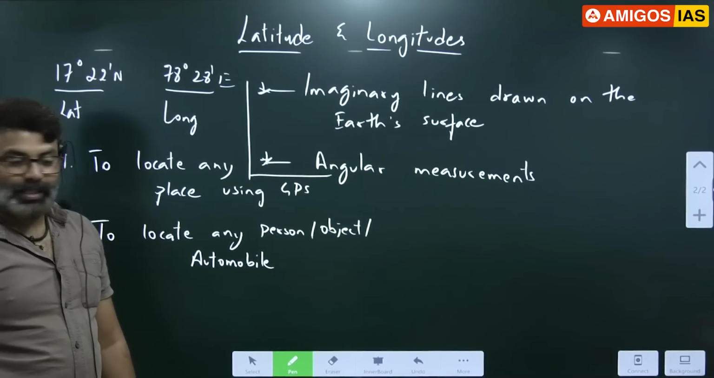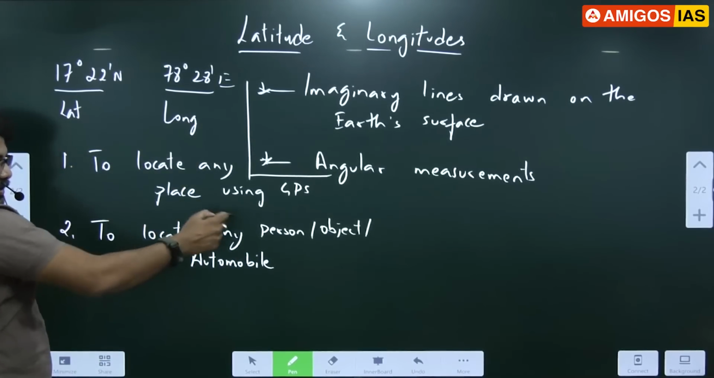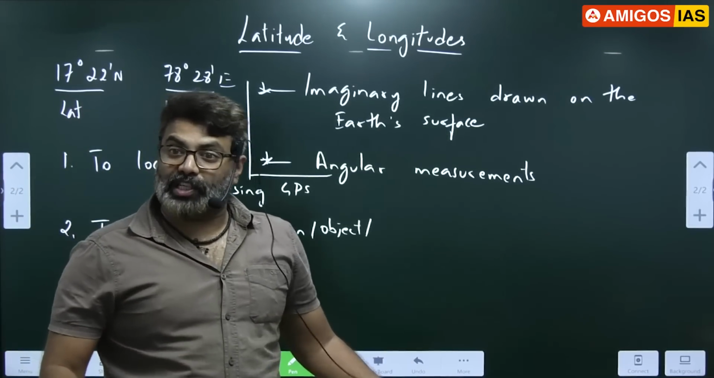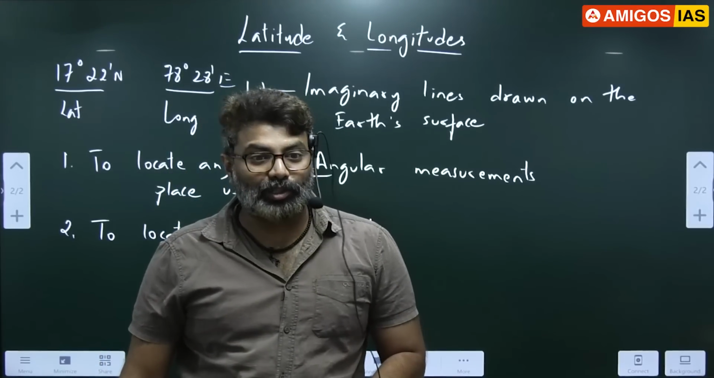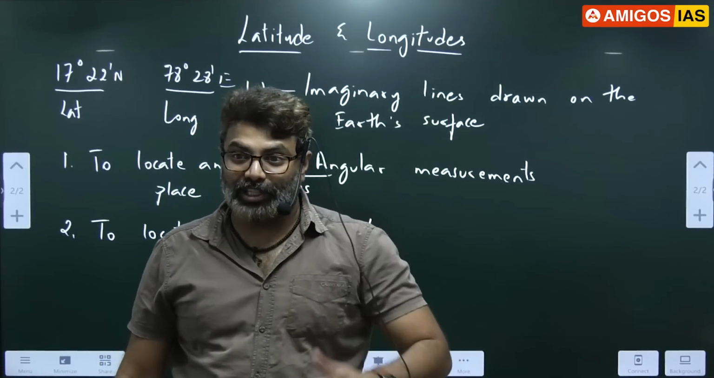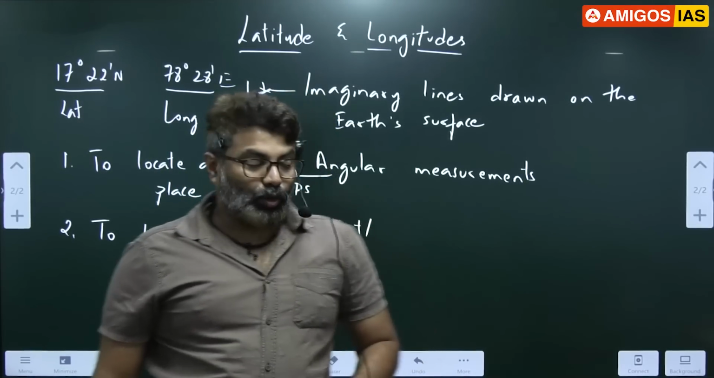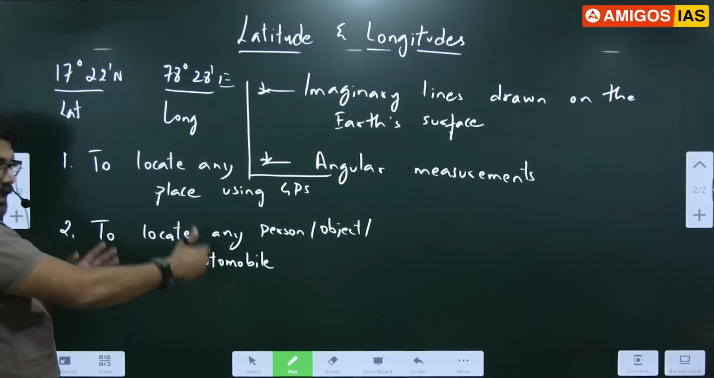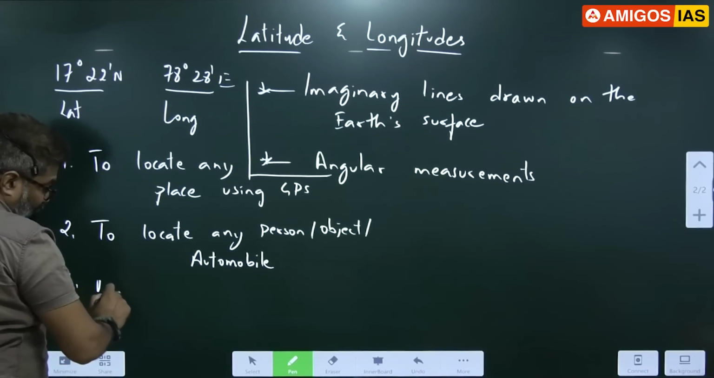You might say, sir, it will affect our privacy. Yes, that is there. That is a compromise you are making for using the technology. So remember this: latitude, longitude have a lot of applications. Starting with this, the third application is navigation.